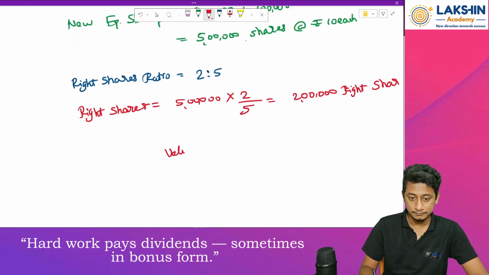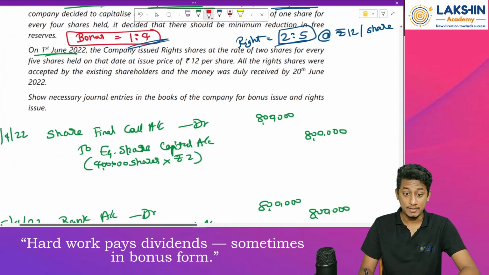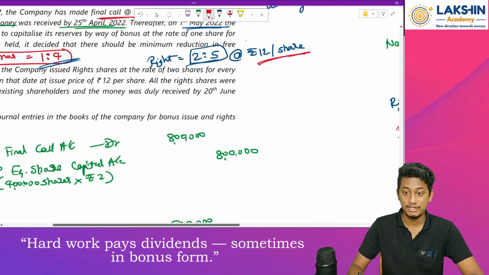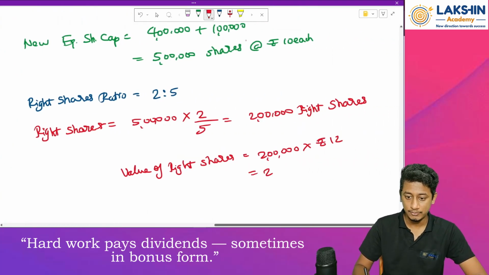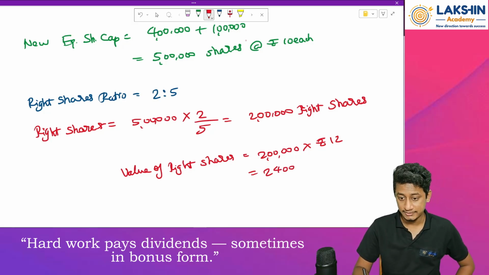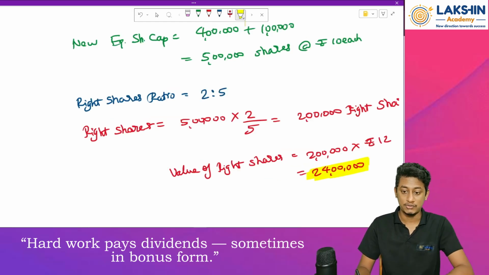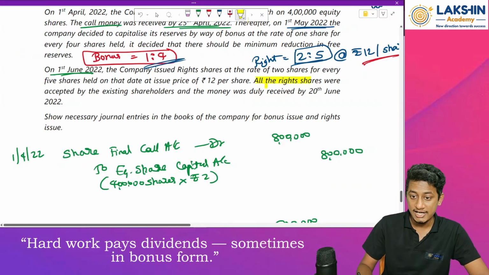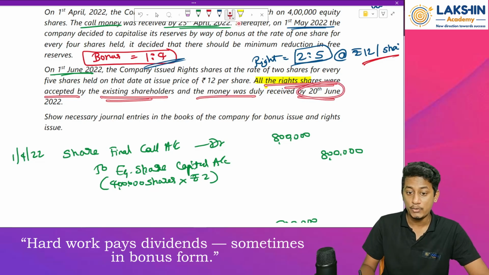What is the value? Value of right shares equals 2 lakh into rupees 10. No, why? Because see, at what rate was it issued? At rupees 12 per share, right? So into rupees 12, that will be 24 lakhs. So 24 lakhs worth of money is to be received from the shareholders who are subscribing. As per the question, all the right shares were accepted by the existing shareholders, and the money was duly received on 20th of June.